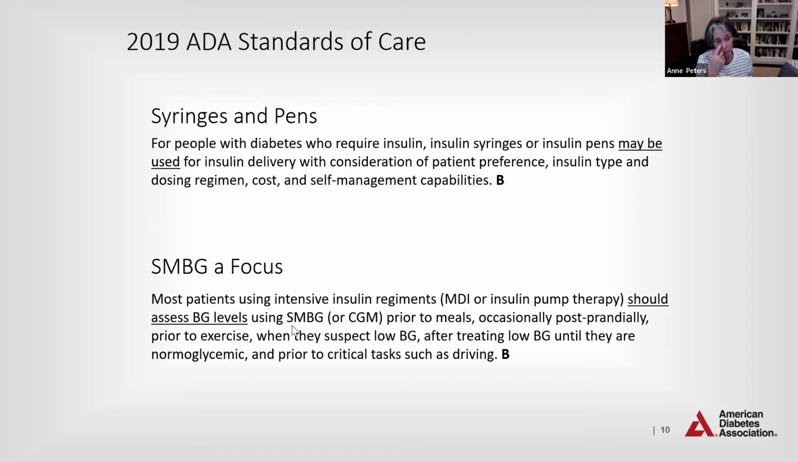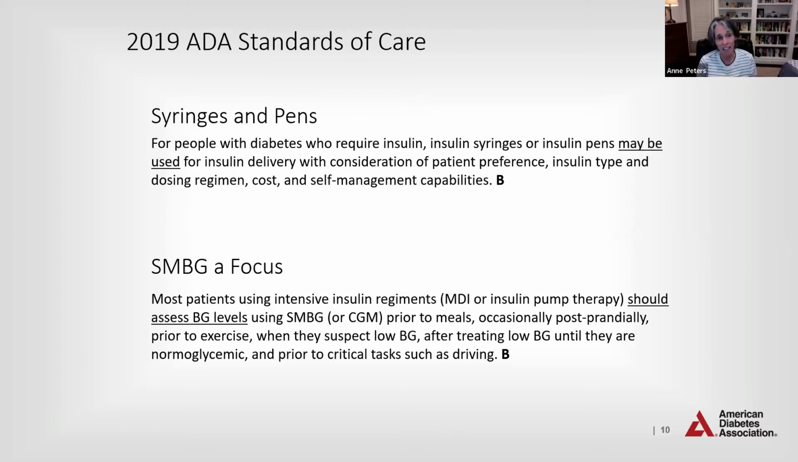So we start out by talking about syringes and pens. And we say basically that people who require insulin can use syringes and pens. And we say syringes because there are a lot of places where people don't even have access to pens. Now, as we move forward, we actually talk about pens as preferred, but here we just talk about both, very importantly, because we wanted to make sure that everybody was included. And then we subsequently discuss insulin pumps.